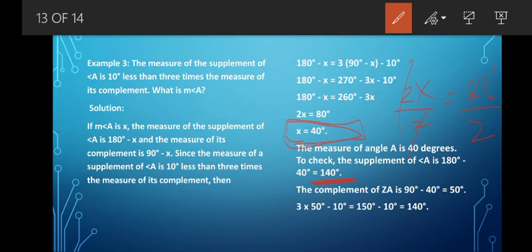So, 50 degrees. Since 10 degrees less than 3 times, multiply by 3. 3 times 50 is equal to 150 degrees. Tapos yung value ng angle A, 10 degrees less is nagiging 140 degrees. So they are the same.